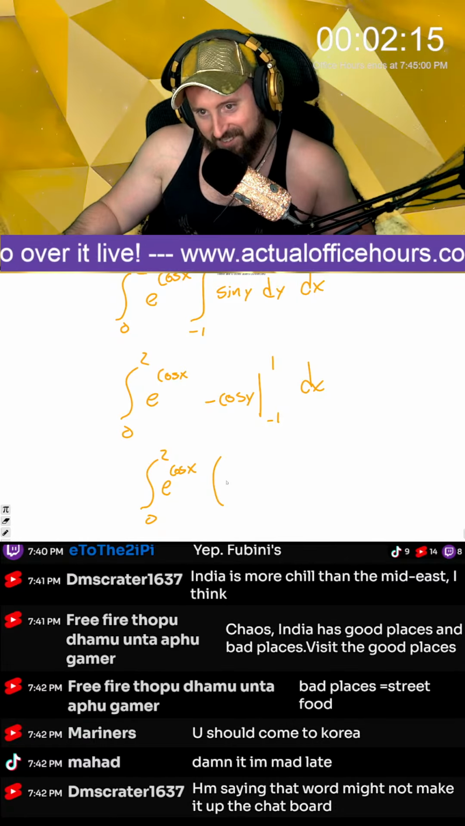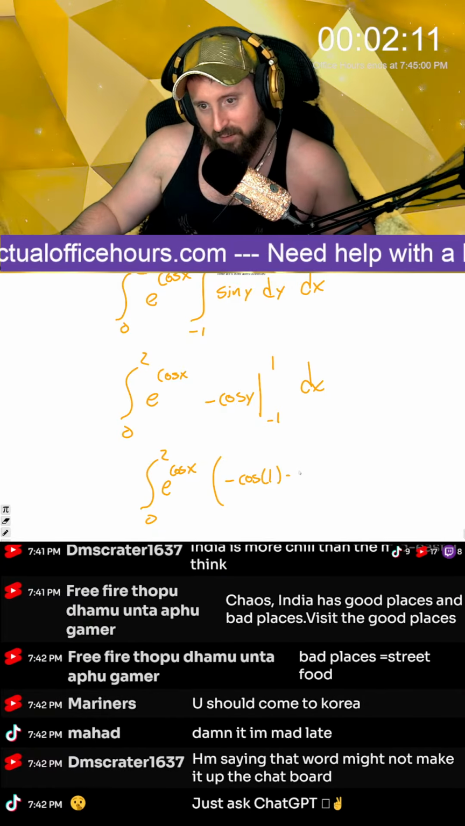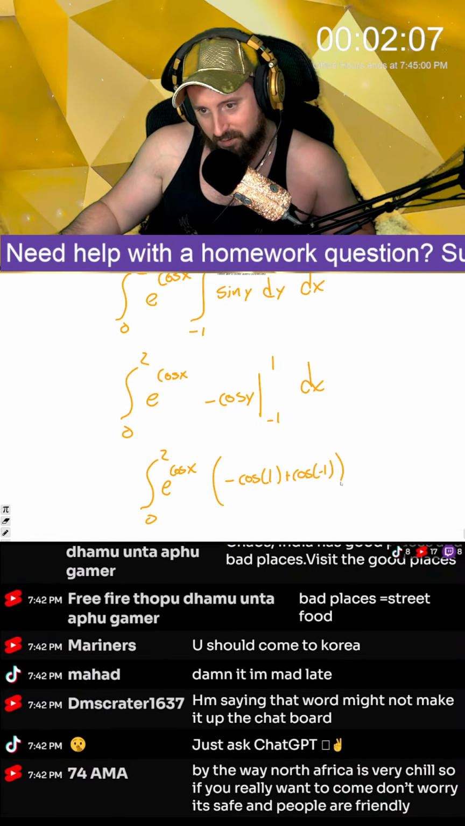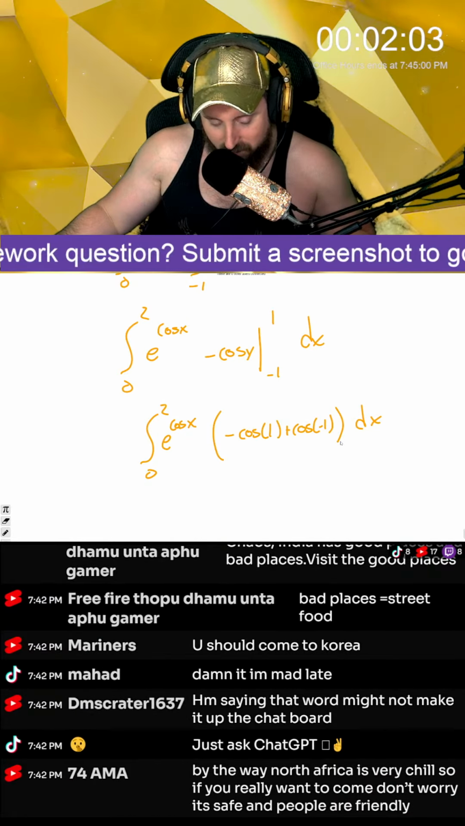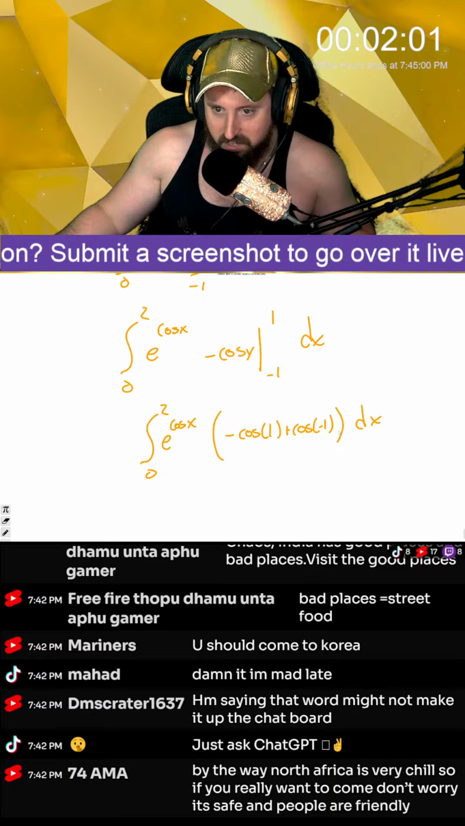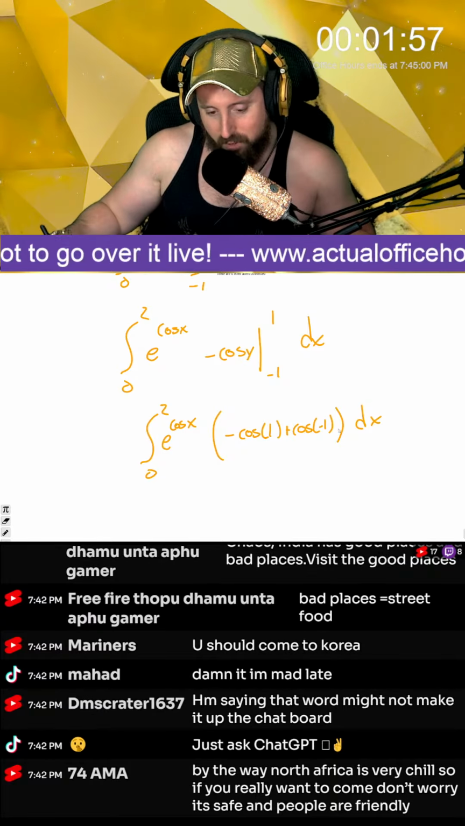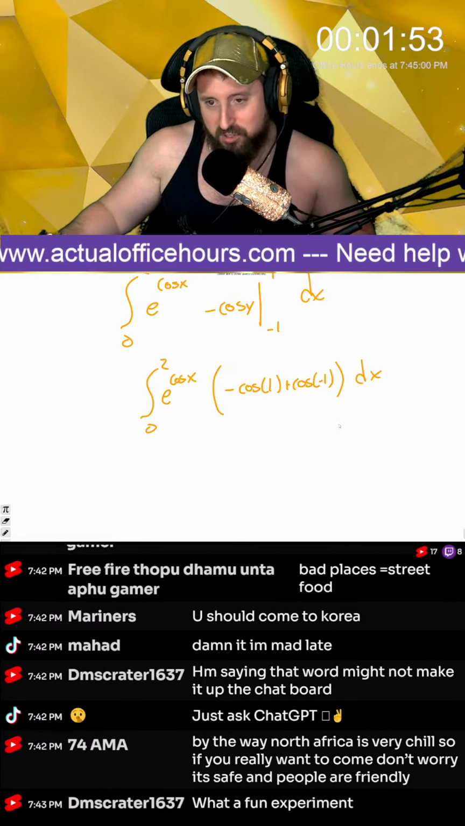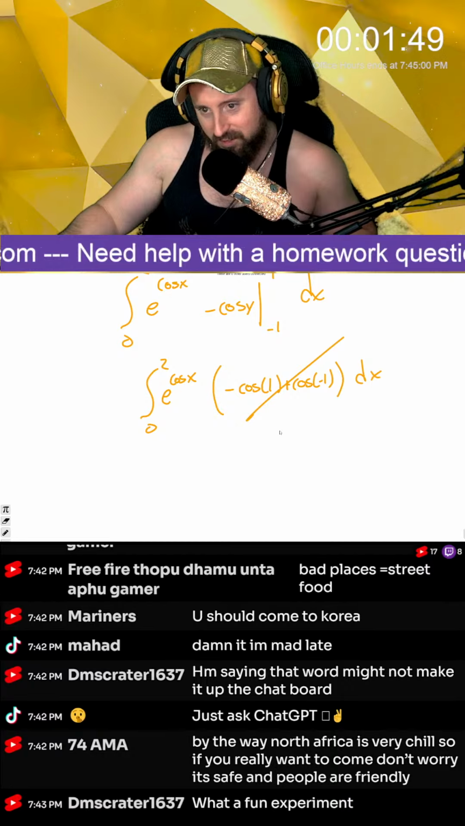And then what is this? This is negative cosine of 1 plus cosine of -1, dx. Oh, wait a minute. Isn't cosine an even function, right? So cosine of -1 is the same thing as cosine of 1, right? So this is just 0. This part is 0.